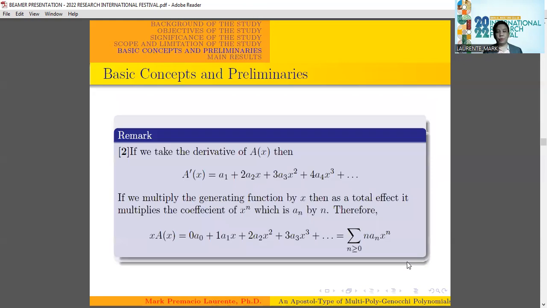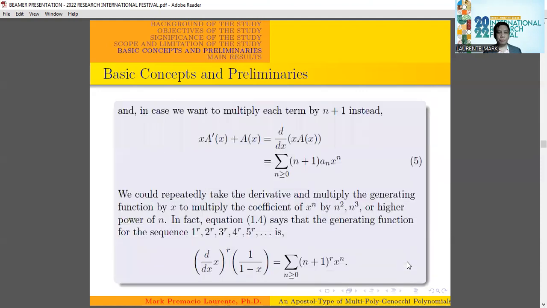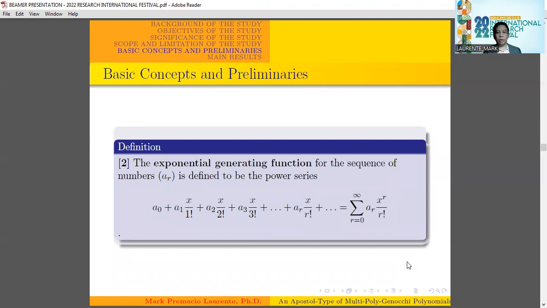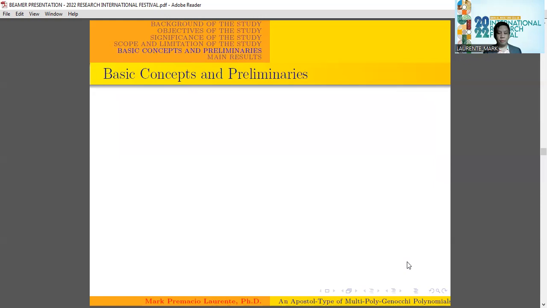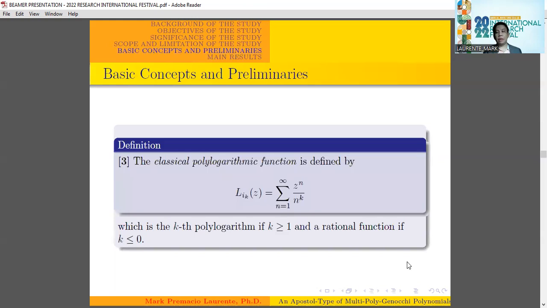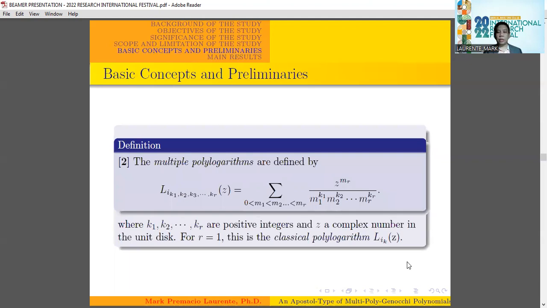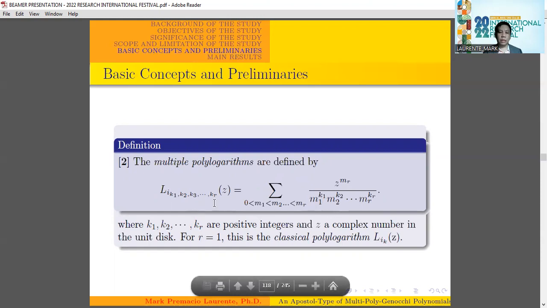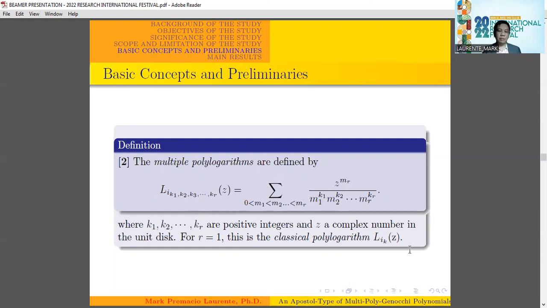Okay. And remarks for this derivative, which we can apply to one of the results of this research paper. Okay, so we also have the exponential generating function, the theorem of the exponential generating function of the Stirling numbers of the second kind. And also we have the definition of the classical polylogarithm function, which is this one. So that's why we have the multiple polylogarithms, as defined by this. This is the multiple polylogarithms.